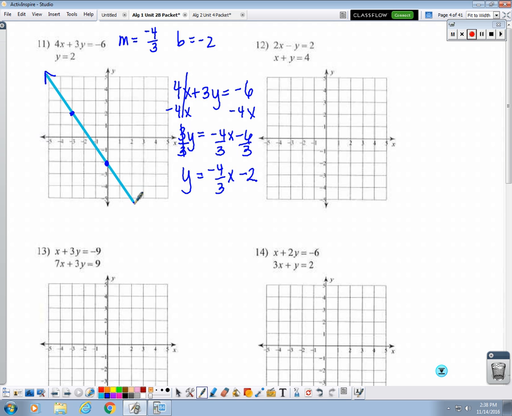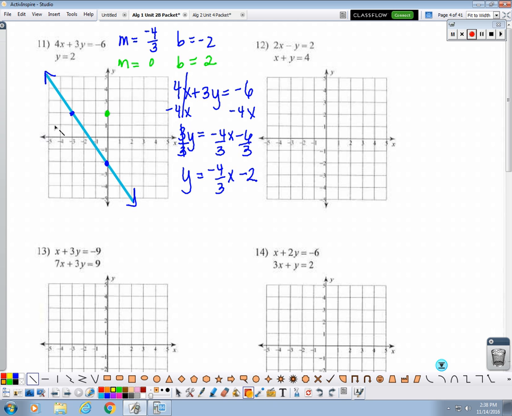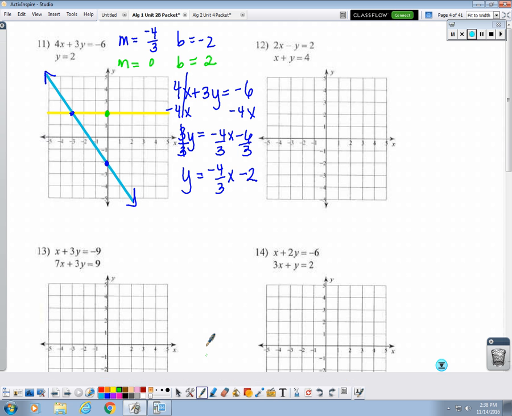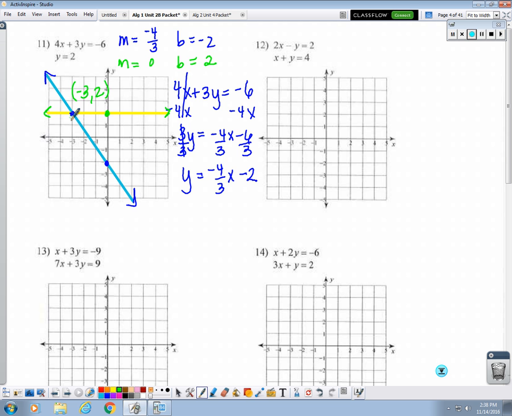And now we're ready to graph our other line, which has a slope of 0 and a y-intercept of 2. What does the slope of 0 look like, graph? Horizontal. Don't you just go to your y-intercept of 2 and just draw a horizontal line through it? Okay, so do you see an intersection? Where does it occur? -3, +2. Because to get to that intersection, you have to go left 3, up 2.